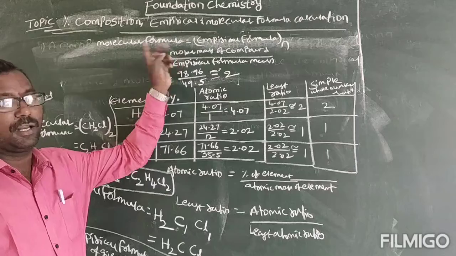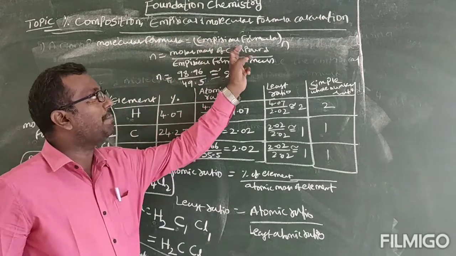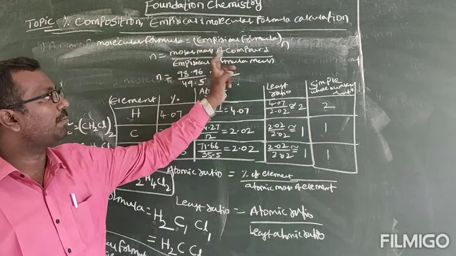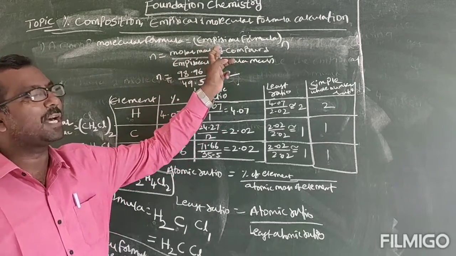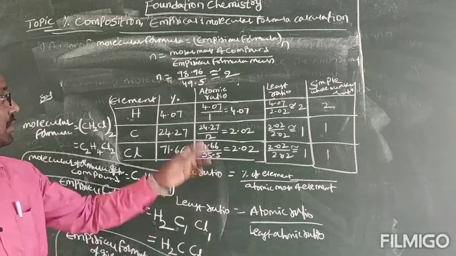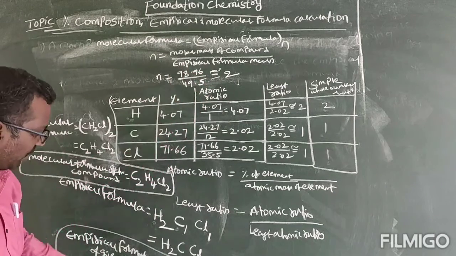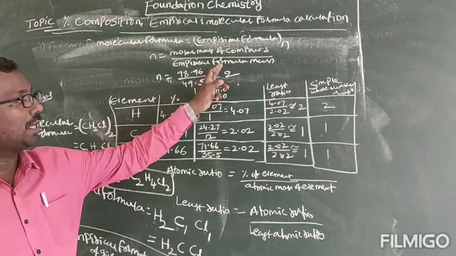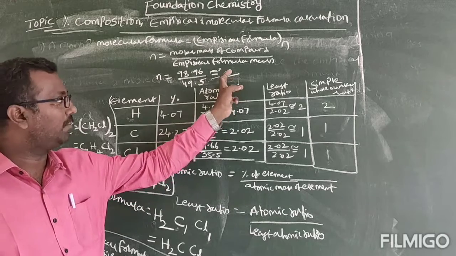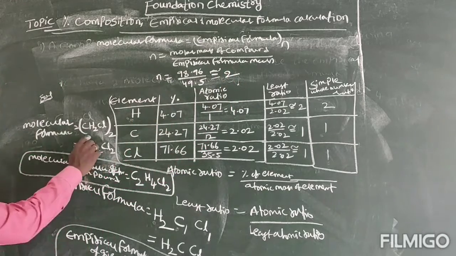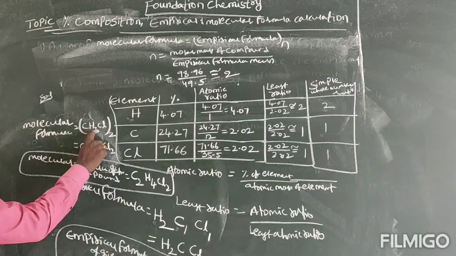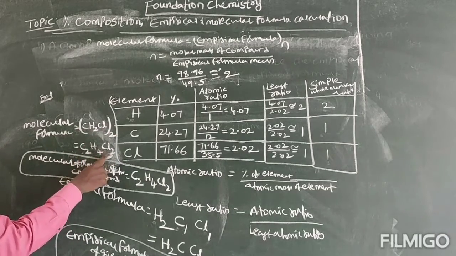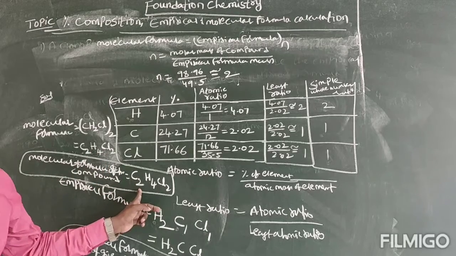Now I have to write the molecular formula. Molecular formula equal to what? Empirical formula taken n times. So n, how do we calculate? Molar mass of the compound by empirical formula mass. Already molar mass is given in the problem itself, 98.96. And from the empirical formula, I have calculated the molecular weight of CH2Cl and made it to the nearest whole number. I got n equal to 2. Where I have substituted molecular formula equal to empirical formula CH2Cl taken n is 2. So C2H4Cl. This is the molecular formula of the given compound.